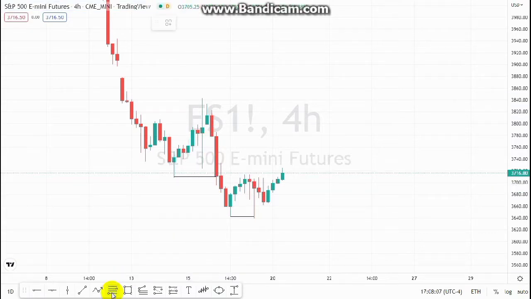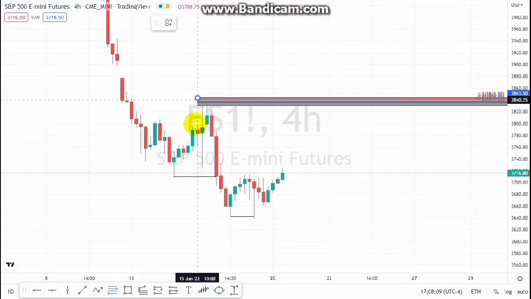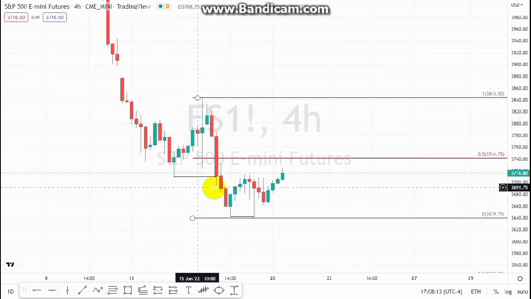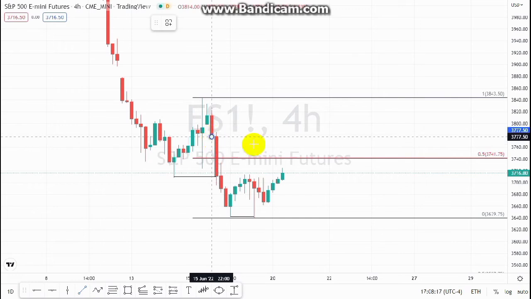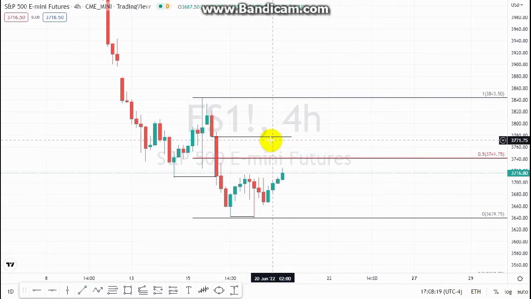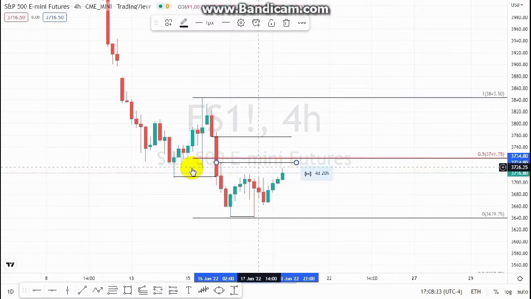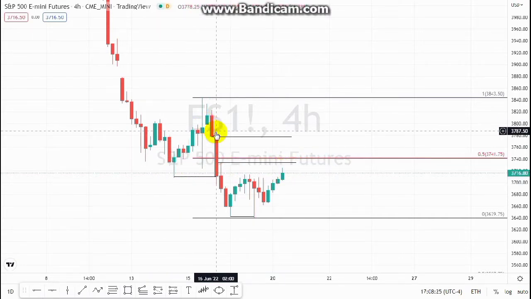For a move into this fair value gap, I'll use this as my exit, and I'll look for a short from there downwards. So I'm going to try and look for a long into that, and let's see if we can get a short from this, since market structure is bearish.